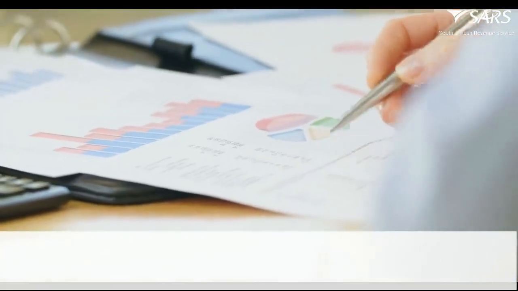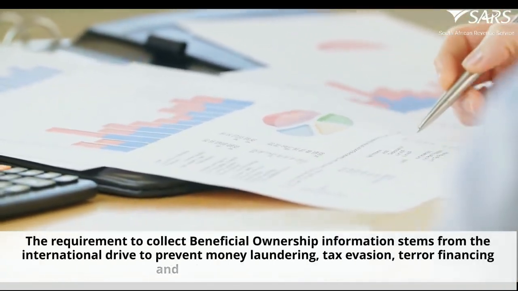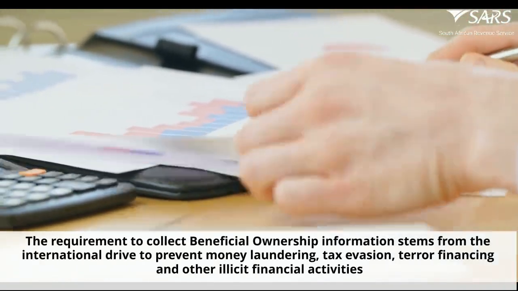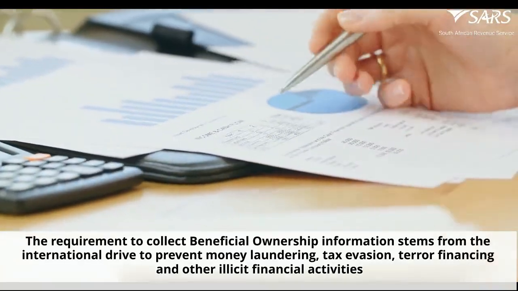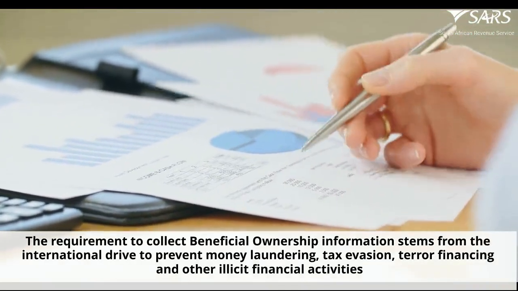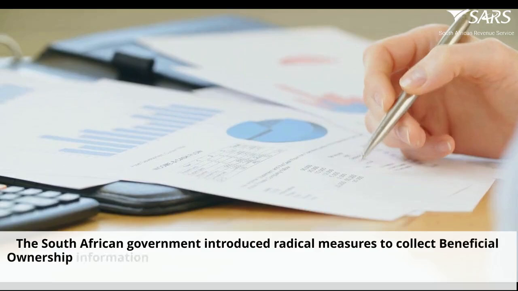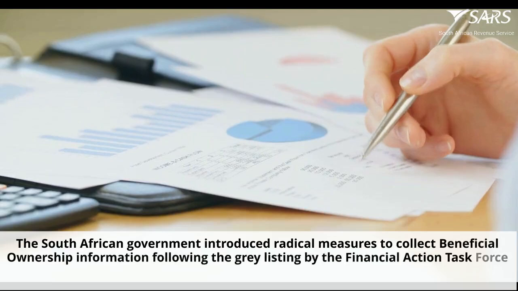Background. The requirement to collect beneficial ownership information stems from the international drive to prevent money laundering, tax evasion, terror financing, and other illicit financial activities. The South African government introduced radical measures to collect beneficial ownership information following the grey listing by the Financial Action Task Force.